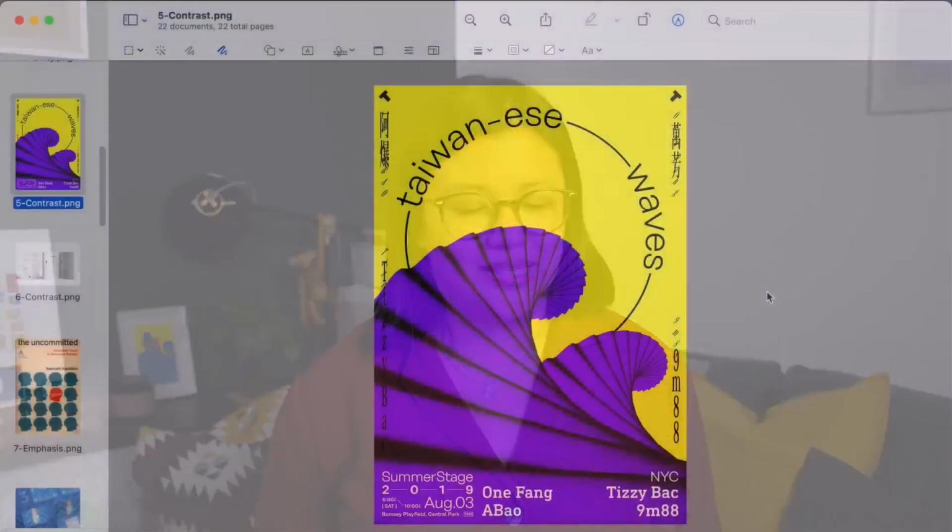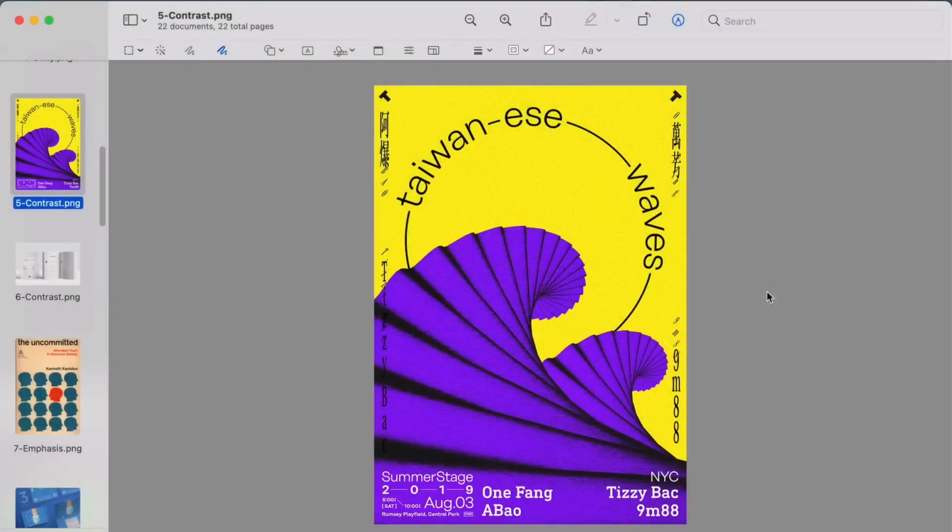The next principle of design is contrast. Contrast refers to the level of difference between design elements to create visual hierarchies. This can help the viewer go to certain elements because they stand out more. And you can do so through the use of different colors, shapes, and textures. Let's take a look at some of the examples.